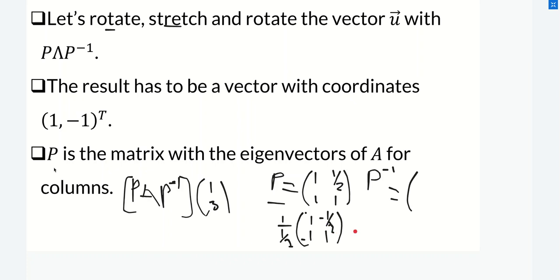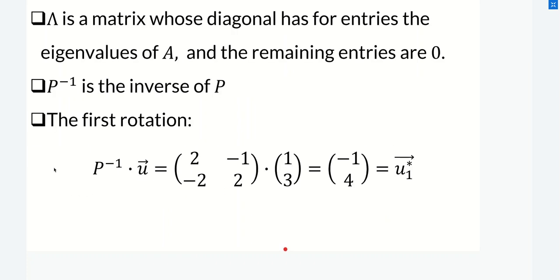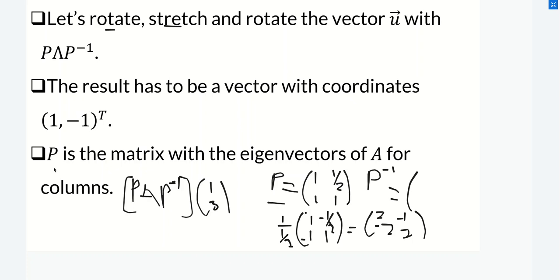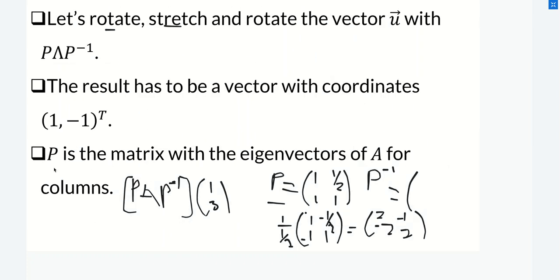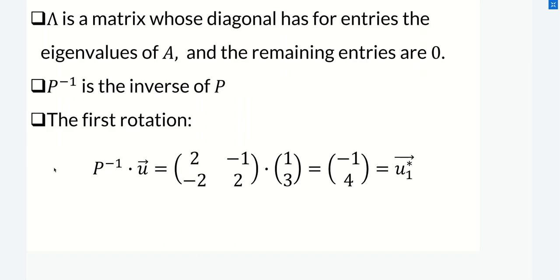Here becomes 2. So you end up getting 2 here, minus 2 there, then minus 1, then 2. This is what you get: 2, -2, -1, 2. Yes, that is correct. So that is our inverse. We multiply by the vector and we rotate it to this place.